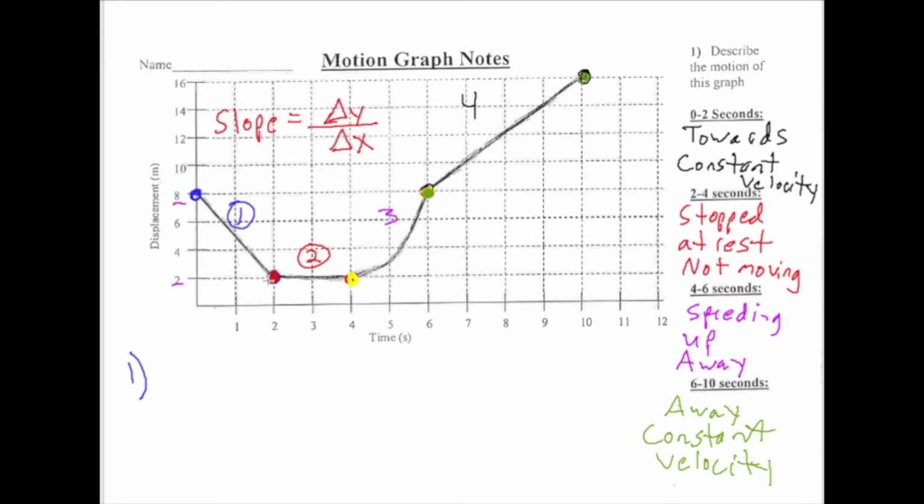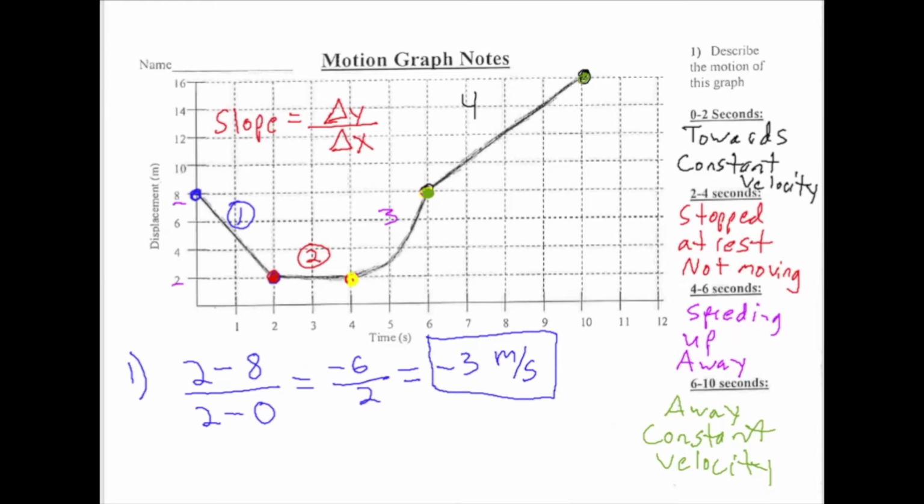So in this case, y2 is 2, y1 is 8, so 2 minus 8, and then over x2, which is 2, minus x1, which is 0. So we have 2 minus 8 over 2. That gives us negative 6 over 2, which gives us a slope of negative 3. Don't forget the units, meters per second.